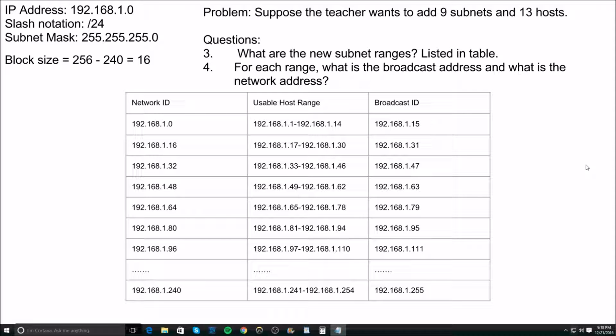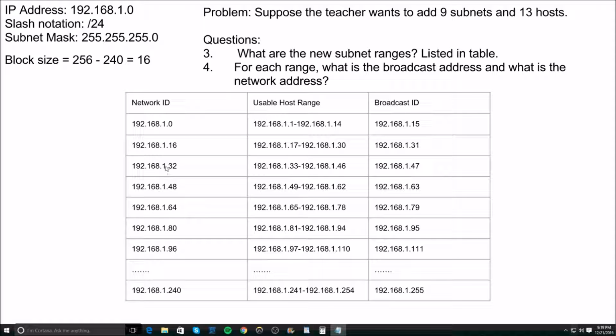The next two questions deal with subnet ranges in each subnet's network and broadcast IDs. Always start off by filling out the network ID column first. For the Network Plus certification exam, start with the original IP address, 192.168.1.0. For the next 15 columns, we will change the 4th octet value by the block size. You get the block size by doing 256 minus the new subnet's 4th octet value, which is 240. Remember, we stole 4 bits from the 4th octet in this problem, which adds up to 240.